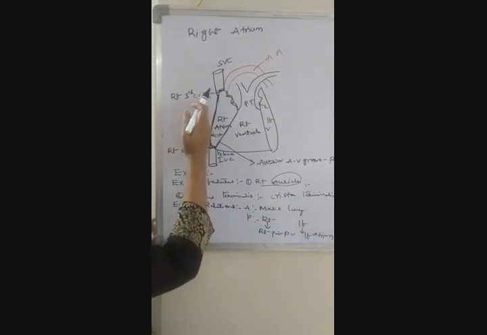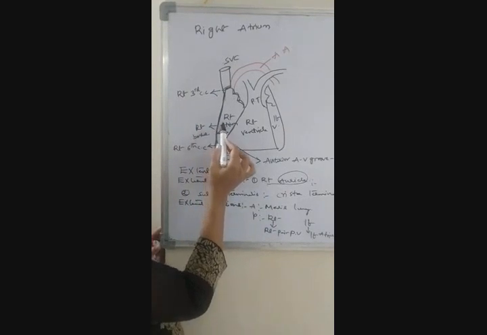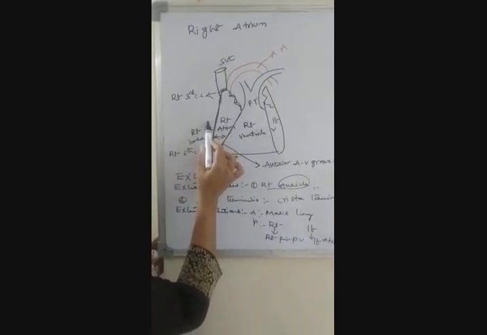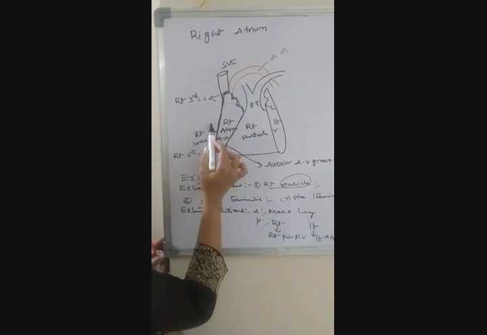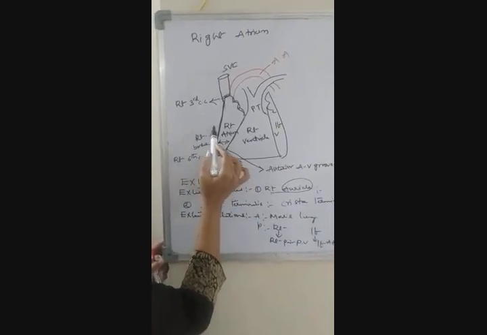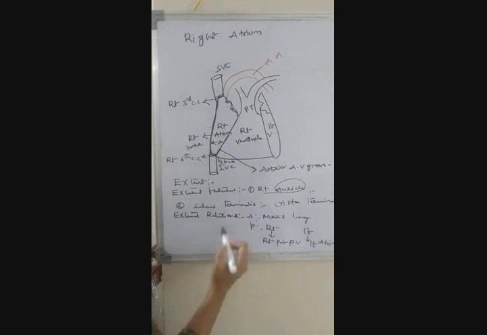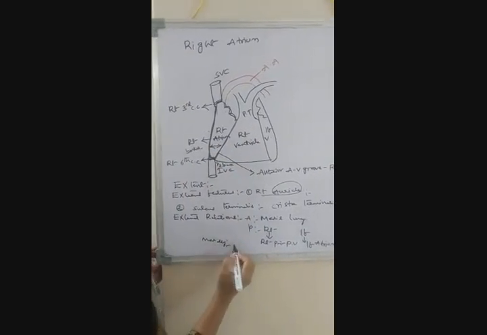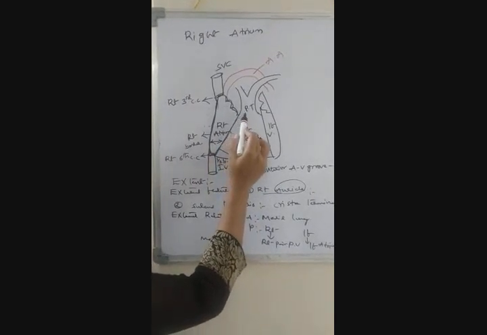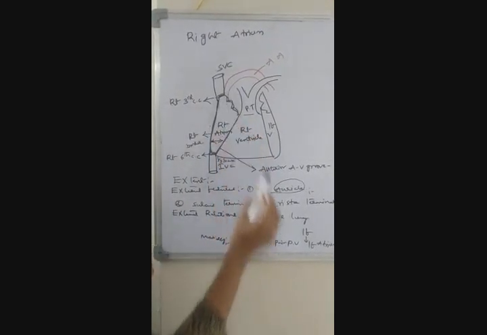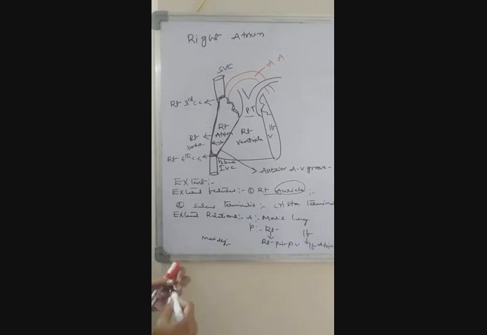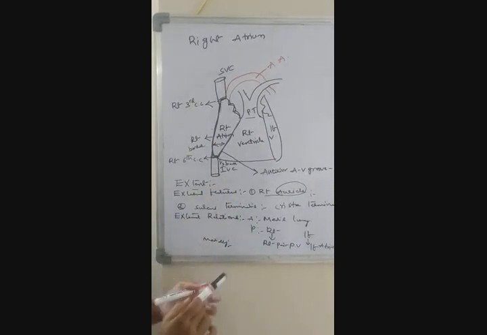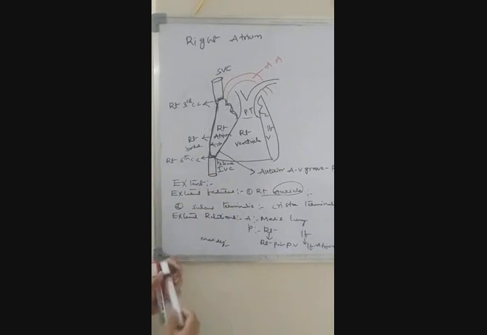Next, coming to laterally. Okay, laterally we will have the pericardium, then we will have the phrenic nerve and pericardiophrenic vessels on the lateral side. Medially you will have the pulmonary trunk and the ascending aorta. These are the external relations of the right atrium. Okay, all of you clear?